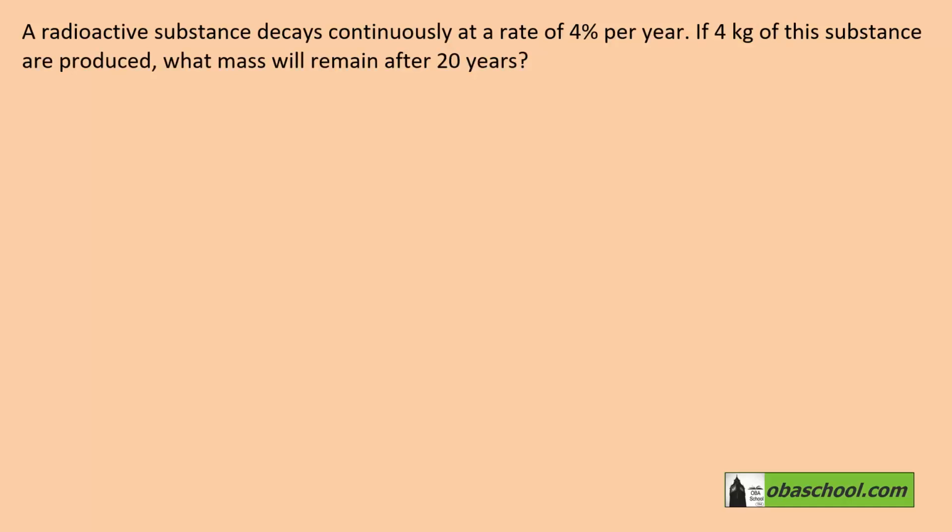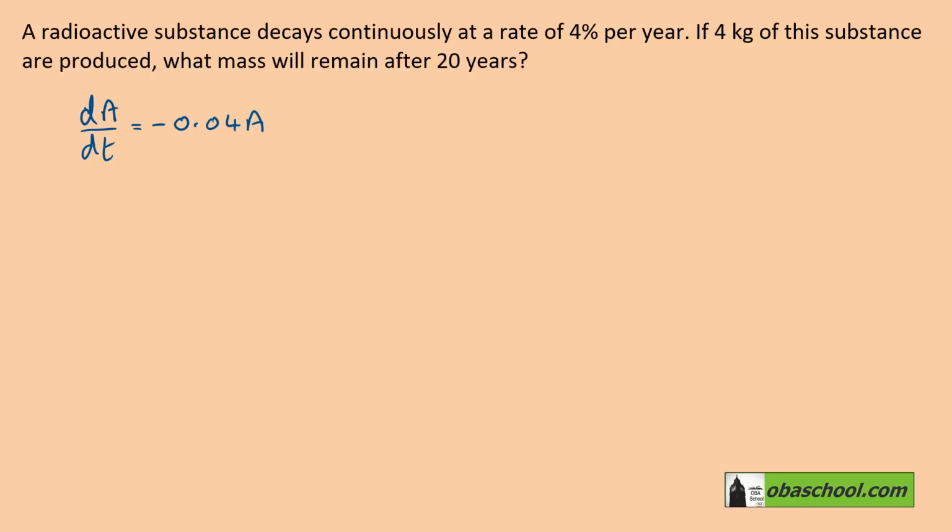A radioactive substance decays continuously at a rate of 4% per year. So let's say that we have A as the amount of the substance. dA/dt is going to be negative 0.04 times A. If 4 kilograms of the substance are produced, what mass will remain after 20 years?